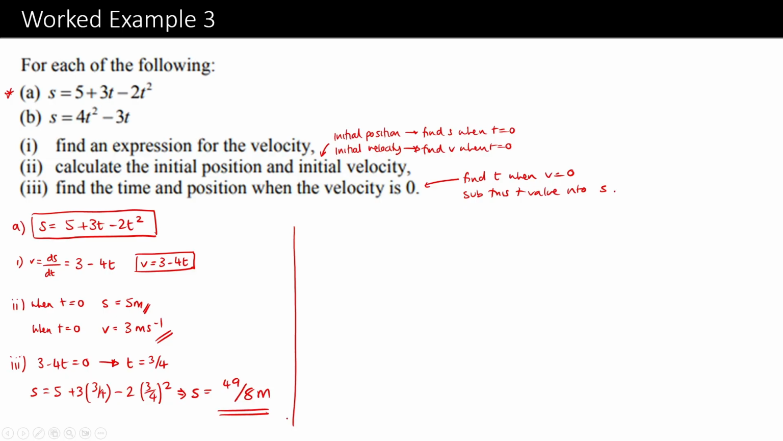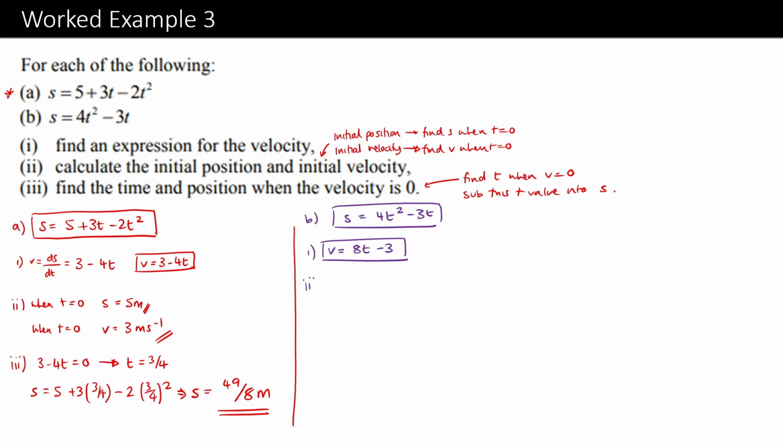Then for part B, if you wanted to have a go at this, just pause the video and have a go, and I'll go through the answer as soon as you've unpaused it. So for part B, we repeat the same, but for a different equation. S equals 4t squared minus 3t. For part 1, we differentiate this to get V. So V is going to equal 8t minus 3.